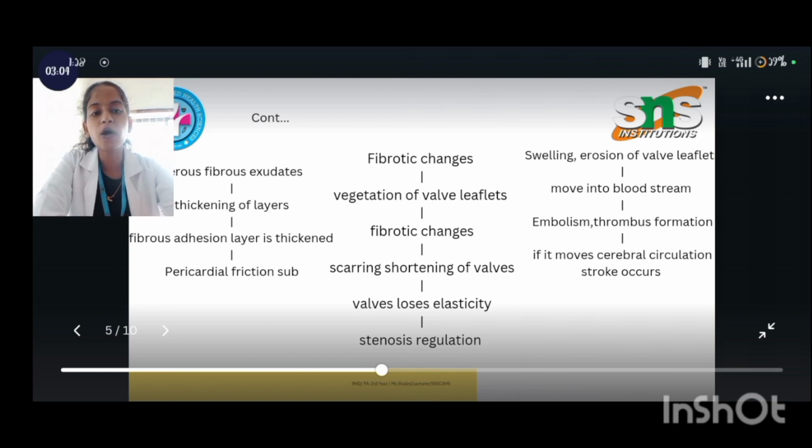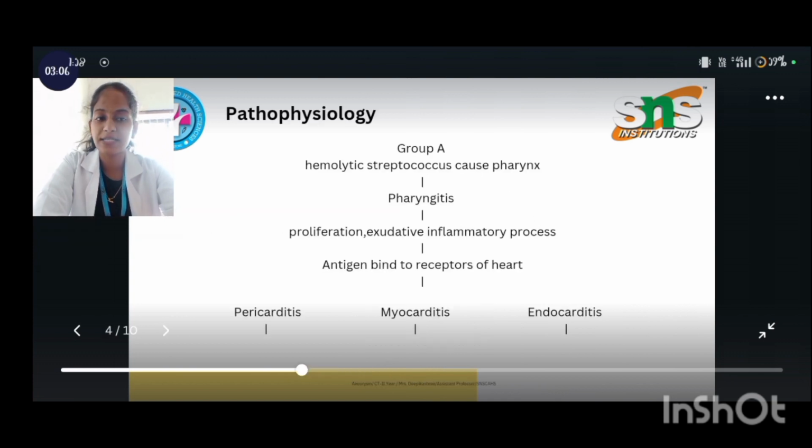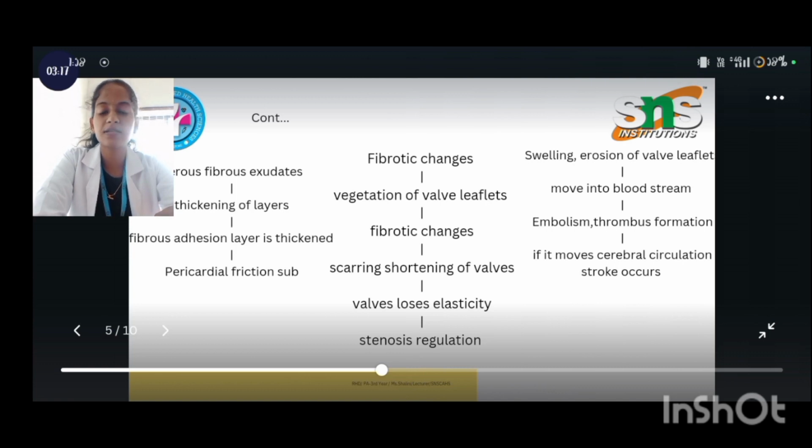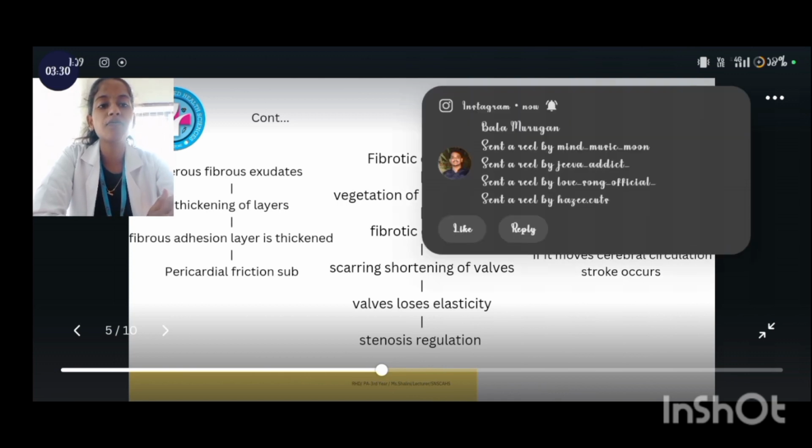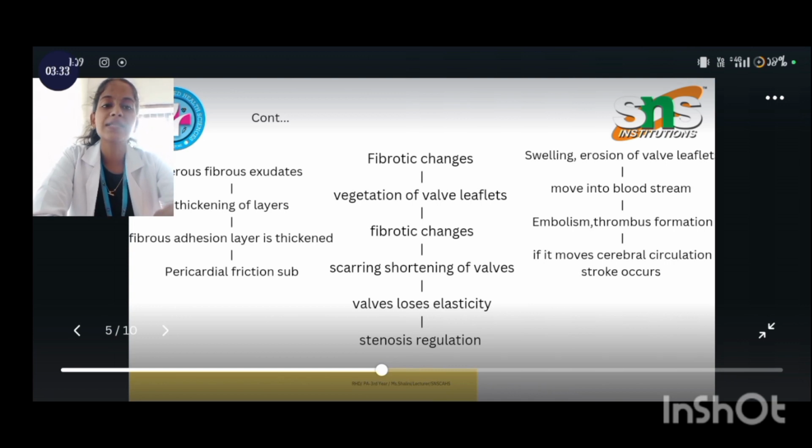Under myocarditis, infection and inflammation of the myocardium muscle is called myocarditis. Fibrotic changes are present in the myocardium layer, and vegetation of valve leaflets. That vegetation of valve leaflets may change into fibrotic changes, with scarring and shortening of valves. Then the valves lose elasticity, and the last one is stenosis and regurgitation. After the stenosis and regurgitation, there is improper blood flow to the heart.